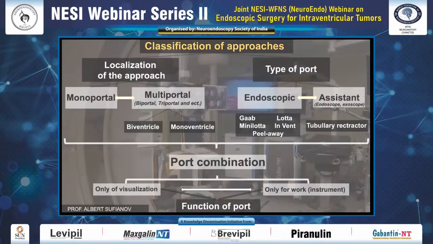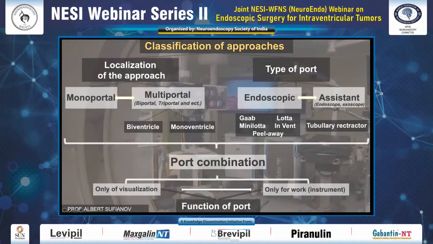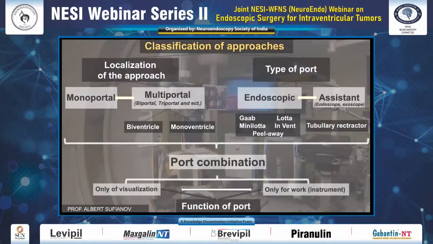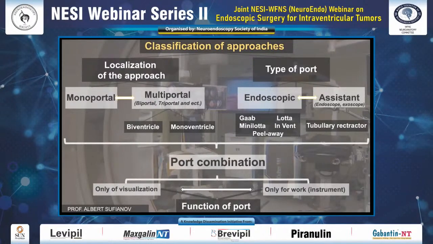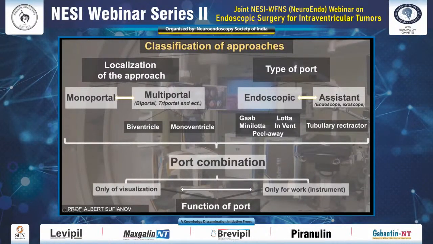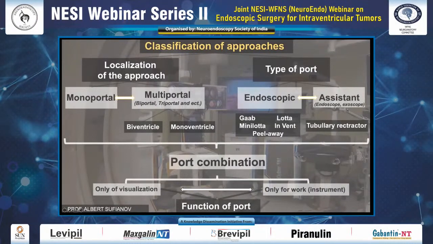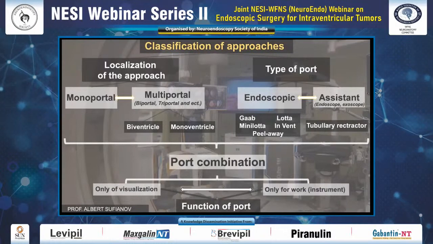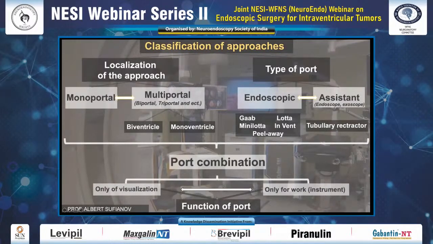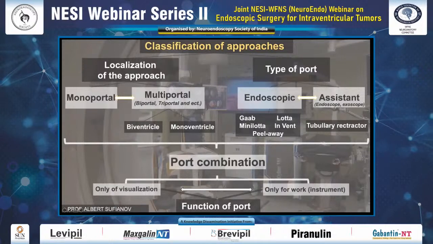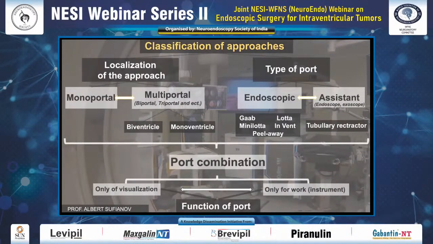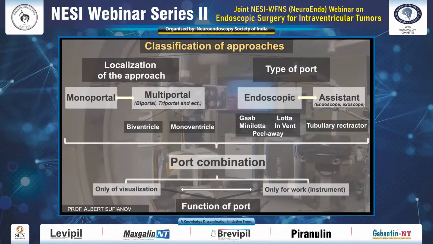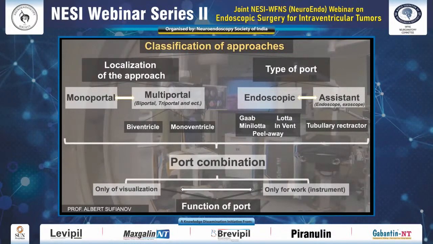Another new possibility is the assisted port. It is possible to use it only for the endoscope or only for the exoscope, as you see. For this kind of port, we standardly use a tubular retractor. The main advantage of this port is the transparent wall of the tubular retractor, which improves our possibilities in this kind of surgery.